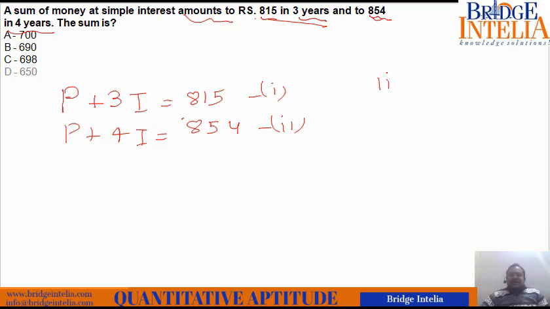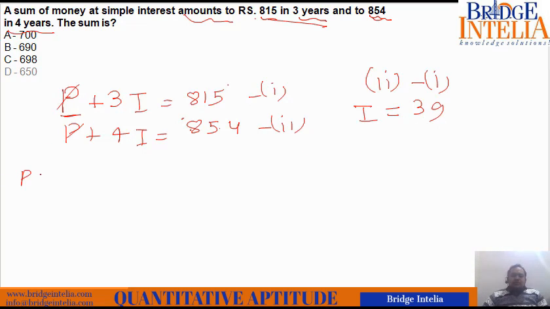So subtracting 1 from 2, the first equation from the second equation, what do we get? 4I minus 3I, because this P and this P are going to cancel each other out. So from here you can say that I is equal to how much? 854 minus 815, that is equal to 39. So it means each year the interest generated is 39. So now let's find out the value of P.